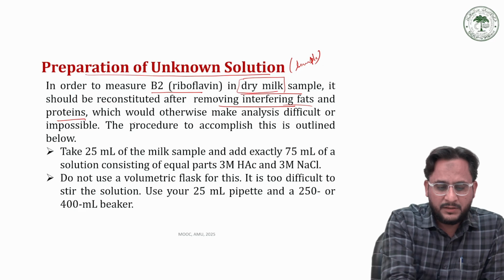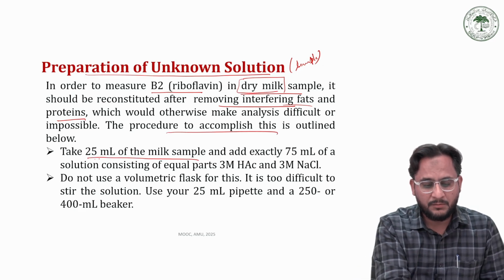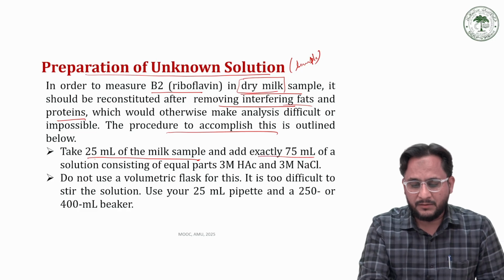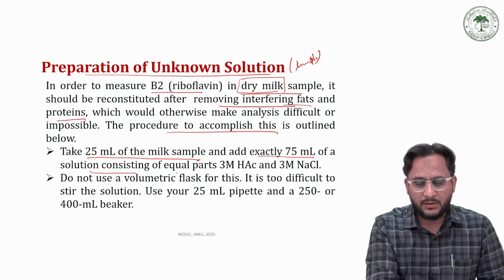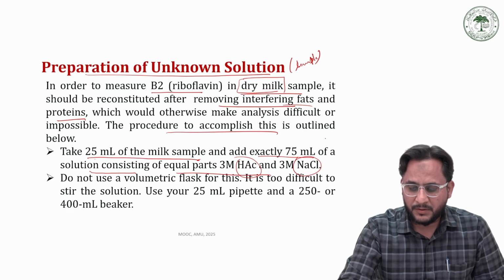Once these interfering fats and proteins are removed, a small procedure is carried out on the milk sample. We take 10 ml of the milk sample, add exactly 75 ml of a solution consisting of equal parts of acetic acid and NaCl. So we prepare a solution with 3 molar acetic acid, CH3COOH.